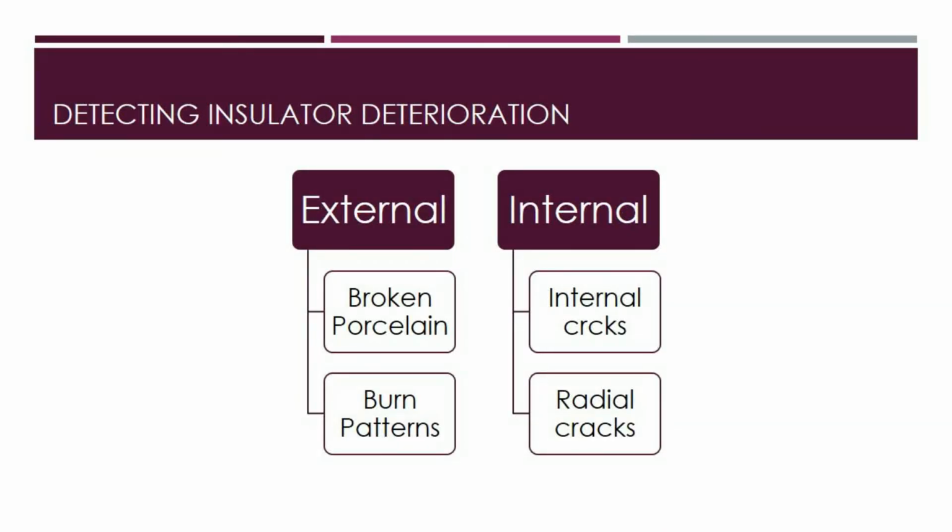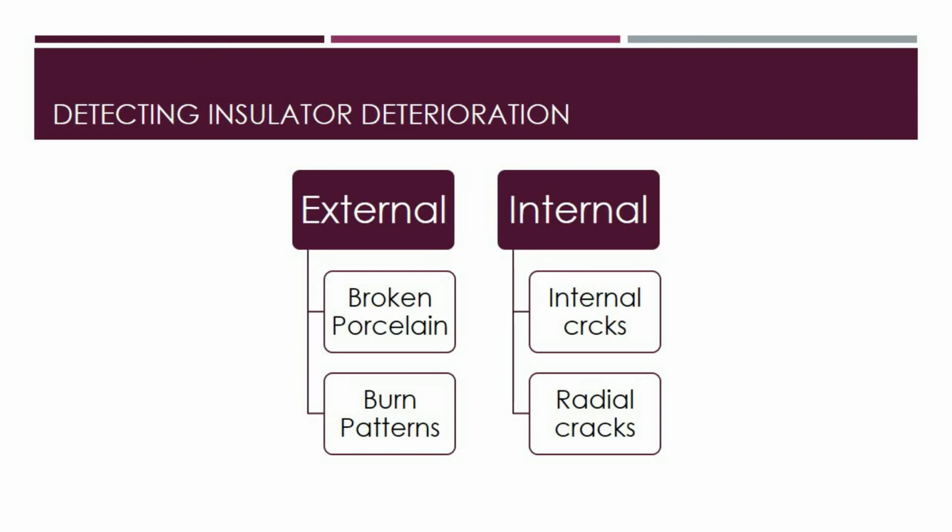Now, insulator deterioration can be split into external and internal. External insulator deterioration can be easily detected with a visual inspection. So we should look for something like broken porcelain from a flashover or lightning, or impact damage such as vandalism in the shed. We could also look for burn, arcing damage, or galvanizing caused by flashover burn patterns on the porcelain shed.